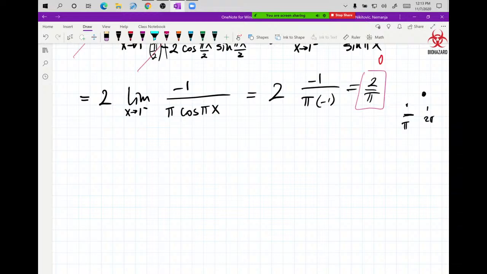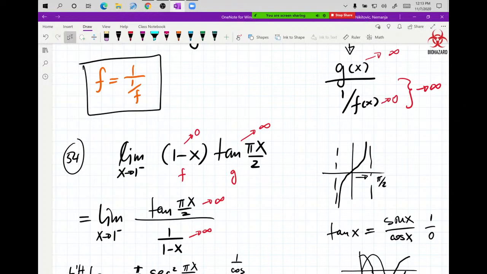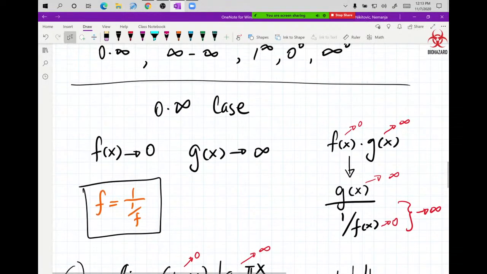All right, that's gone. So that was the case where we had the 0 times infinity case. You figure out which function to switch into denominator, and if you end up with something that doesn't really work, all you do is you just abandon it and then switch the other function, and you go from there. So it's not the end of the world.